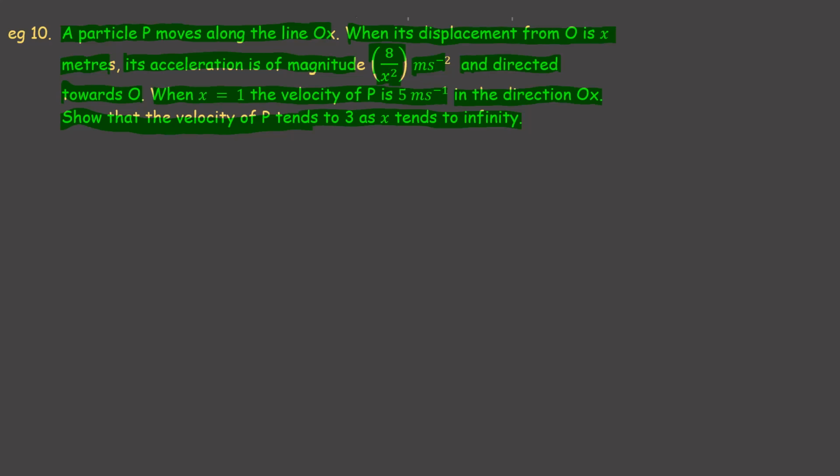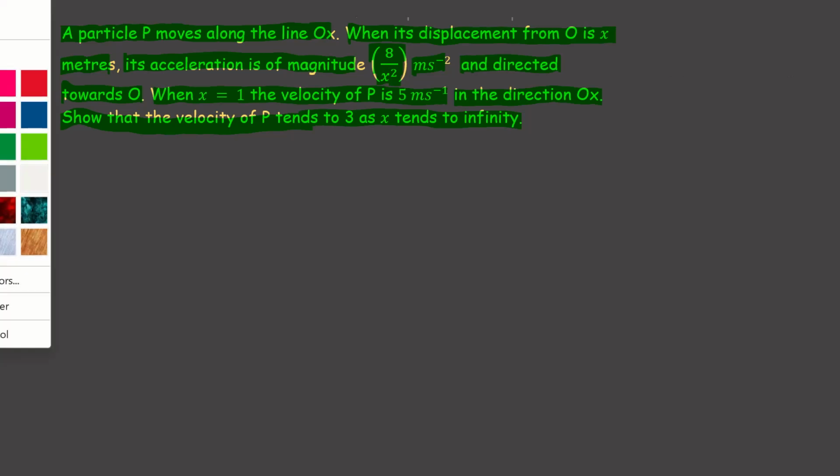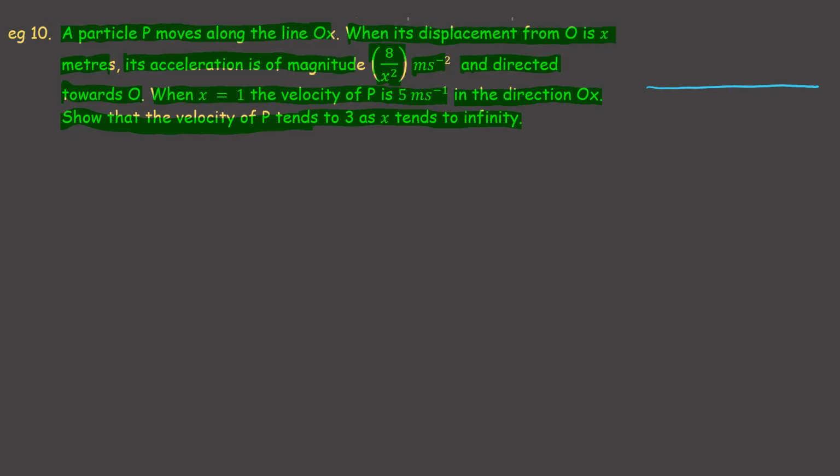So, a bit like the last two examples, we have a situation where here's O, and when we're measuring our displacement in this direction, the acceleration is back this way. Therefore, we can write a is equal to negative 8 on x squared. And therefore v dv/dx would be negative 8 on x squared.